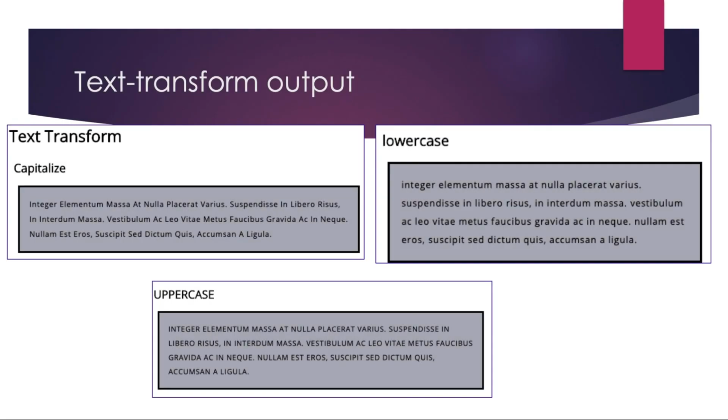And our output is as expected. In the upper left-hand corner, we have the capitalized version. So every single word in our paragraph is now uppercase, the rest lowercase. Then we have our uppercase version, which is down at the bottom. Everything's uppercase, and lowercase on the right-hand side. So works exactly as it's advertised to.